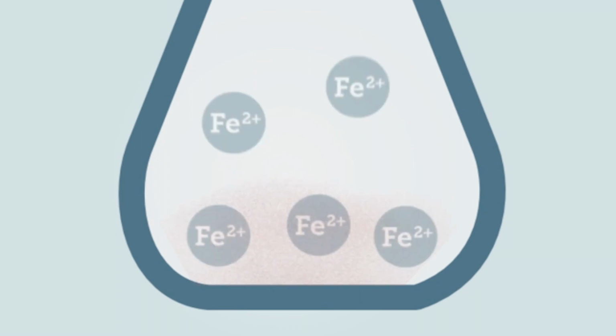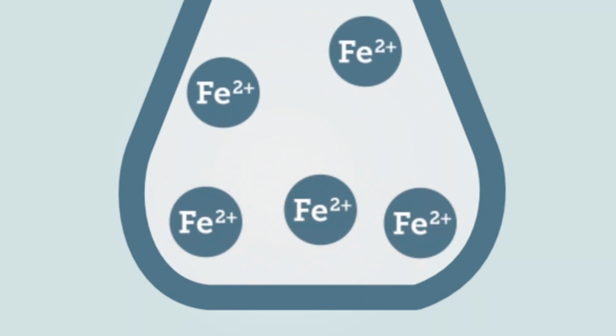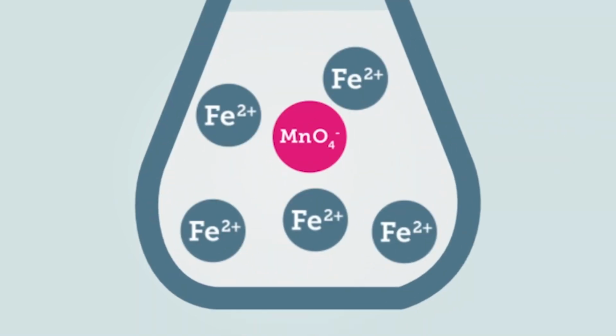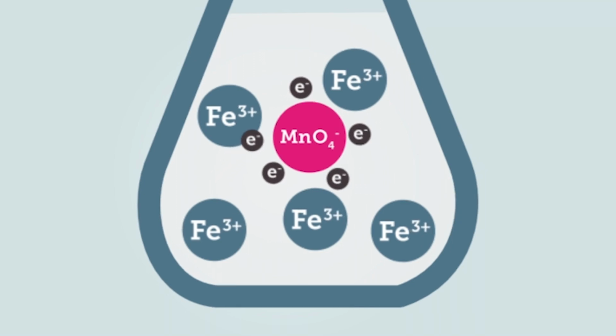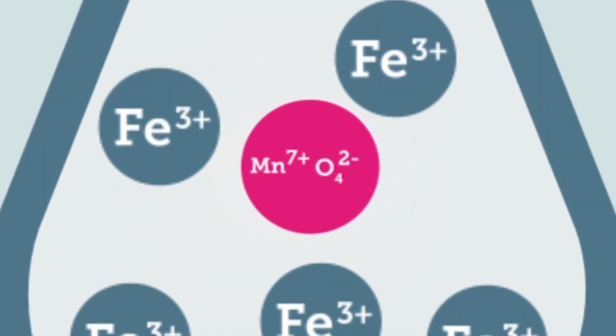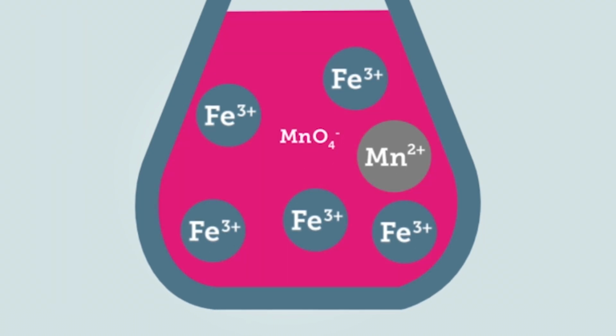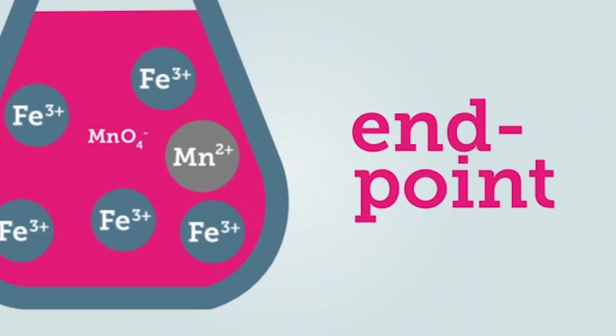In this investigation, the unknown substance will be Fe2+ solution, and the known substance will be the potassium permanganate solution. As the Fe2+ loses its electrons and becomes Fe3+, the manganese will go from a 7+ charge to a 2+ charge. Once all of the Fe2+ has turned into Fe3+, the presence of potassium permanganate will indicate the endpoint of the reaction, requiring no indicator.